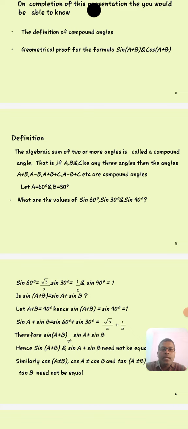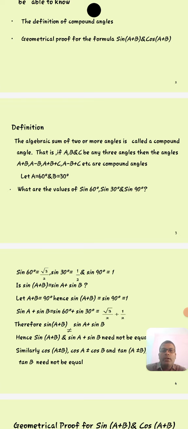Not only a sum, a difference is also possible. That is the actual definition: the algebraic sum or difference of two or more angles is called compound angles. Is it clear? Here A plus B is the sum, two angles we have to add. A minus B, two angles we have to subtract. Here A plus B plus C, three angles we have to add. A minus B plus C, two angles are subtracted and one angle is added. So this type of angles are called what?